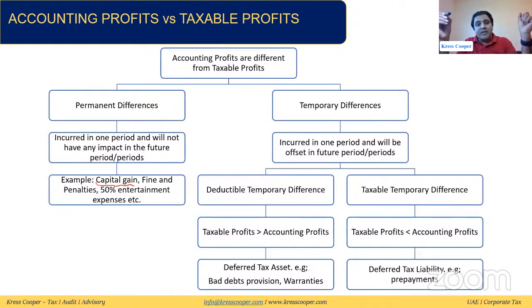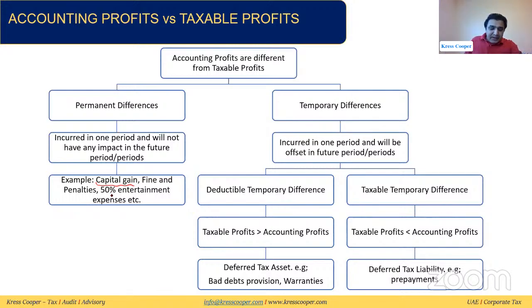In the same way, fines and penalties. Fines and penalties are usually not allowed by tax authorities as an allowable expense, while in the accounting books of record we are allowed to deduct the fines and penalties to arrive at the accounting profit.